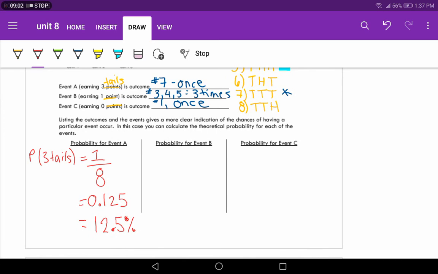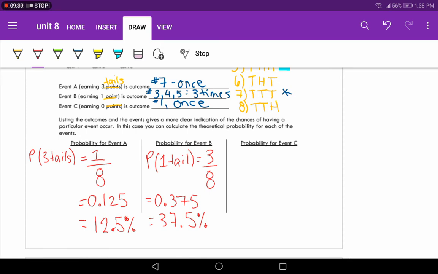So there's a 12.5% chance that we would end up with 3 tails in our outcome. Okay, the second one here, so the probability of 1 tail, we saw that it was 3 times that happened. Again, that's out of a total of 8. Okay, 3 divided by 8 is 0.375. Multiply that by 100. That means that the chances of getting an outcome that has 1 tail is 37.5%. So obviously we're going to have a higher chance of getting 1 tail than we are of getting 3 tails.